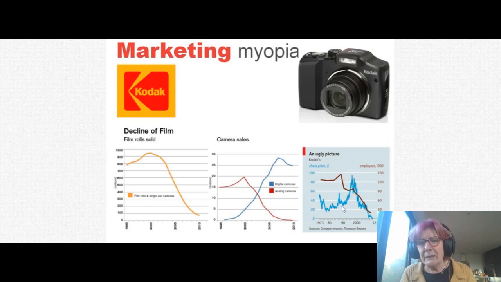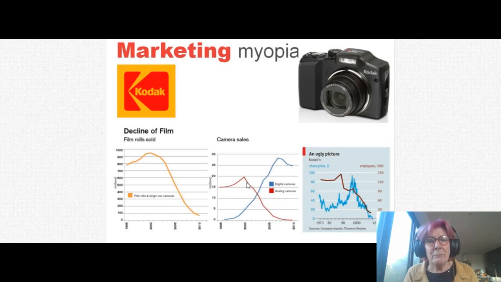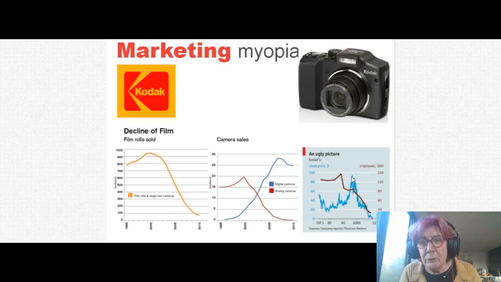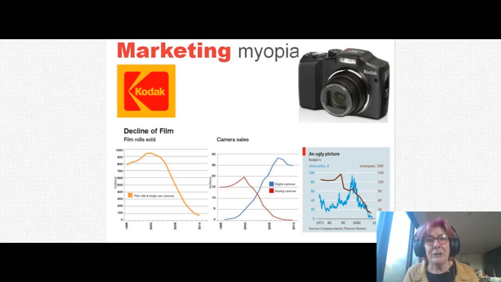So this is what happened to Kodak. This blue line is the share price of Kodak. And we can see that Kodak's share price reaches a peak again around the year 2000, at the same time when analog camera sales peaked and when film rolls peaked in their sales. But after that, just as the sales of film fell and the sales of analog cameras fell, so did the share price of Kodak. So Kodak's share price went from almost $100 right down to nothing. And that was pretty much the end of Kodak.